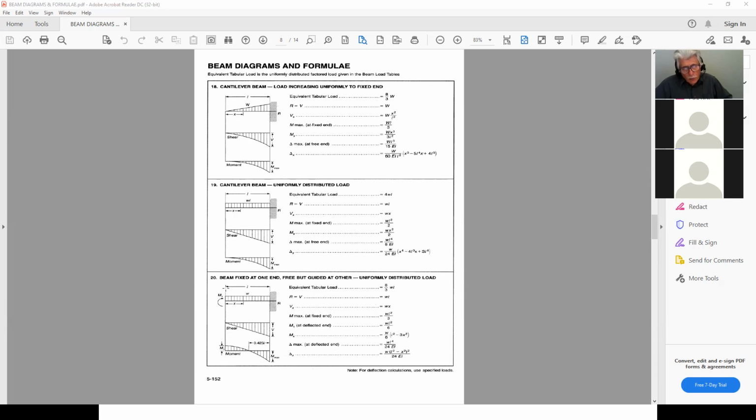And then if I happen to have a moment at the end of my cantilever, these are all the equations I can use. People ask, how can a moment be caused at a cantilever? Well, if you happen to have a beam and there's a wind load, what you do is calculate the moment that wind load causes, and you do your analysis by replacing that wind load with the moment it would cause at the end, and that's the situation you have there.